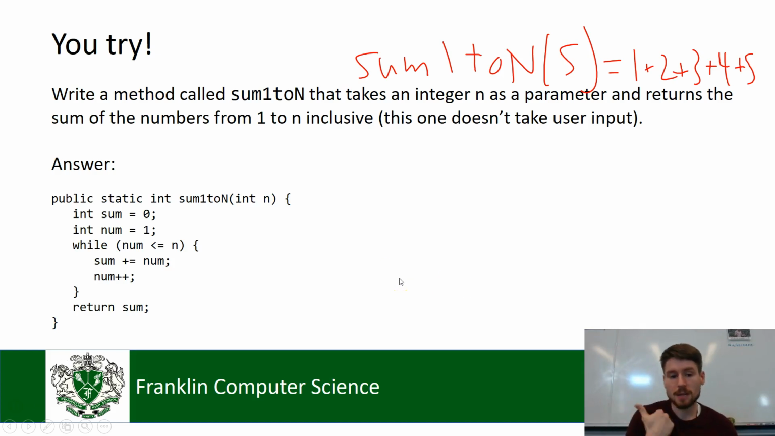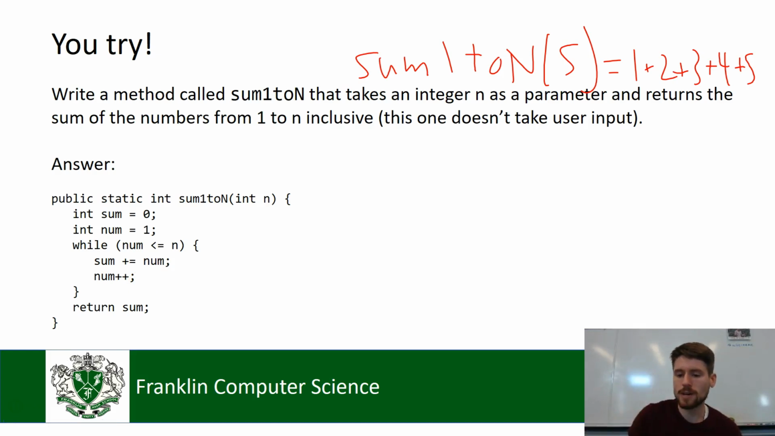So we need to keep track of a sum. So I got a sum variable, set it to 0, because if we don't have any numbers, we're not adding up any numbers, then we would just return 0. And then we're going to start our numbers off at 1, because that's what we're starting. We're going from 1 to n, including n. And while the number that we're starting at is less than or equal to n, we'll just add it to sum, and then increment that number to the next number in the list.